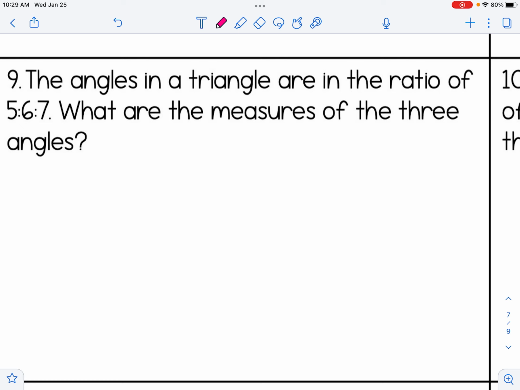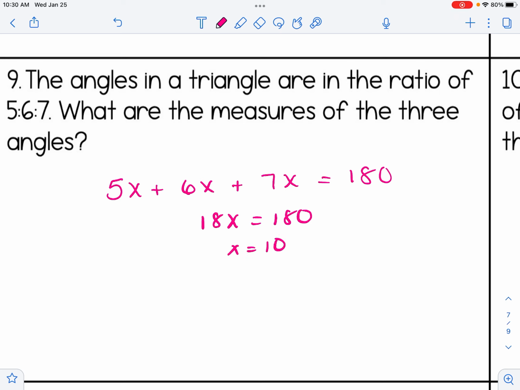Number 9, the angles in a triangle are in the ratio 5, 6, 7. What are the measures of the 3 angles? Whenever you're given measurements in this ratio, I would always suggest thinking about what kind of equation you're going to be able to write. So in this case, I know the angles add up to 180. And then we know 5, 6, and 7 don't add up to 180, but some multiple of those values does. So we're going to put x's in here. So 5x plus 7x plus 6x, equals 180 degrees. Combine like terms. And when I solve, I get x equals 10.